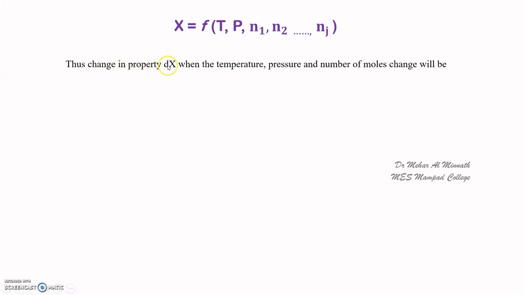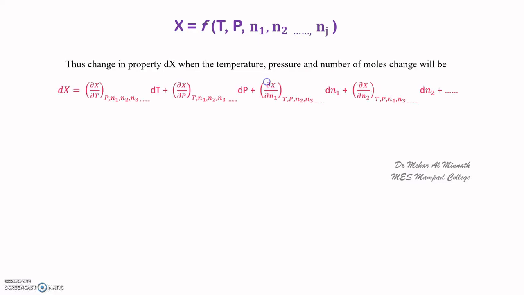Now a change in the property X, that is dX, when the temperature, pressure and number of moles change, will be an infinitesimal change. It will be dou X by dou T with pressure and number of moles kept constant, the change in property with respect to temperature. Then the change in property with respect to pressure. So you can see here in the first term we have pressure and number of moles constant. In the second term, that is the pressure term, we have temperature and number of moles constant.